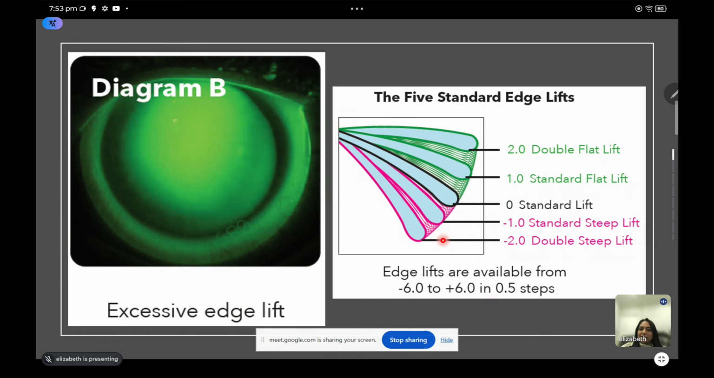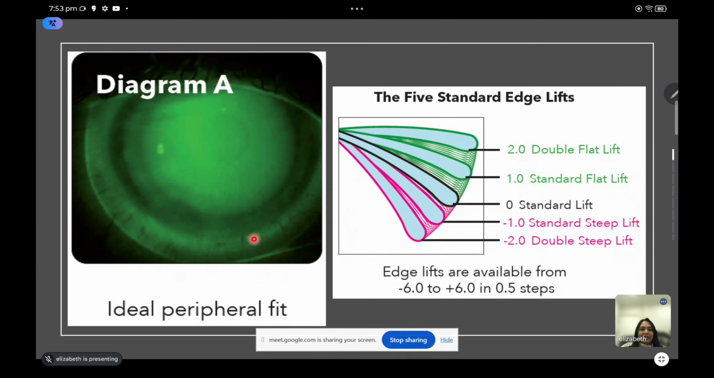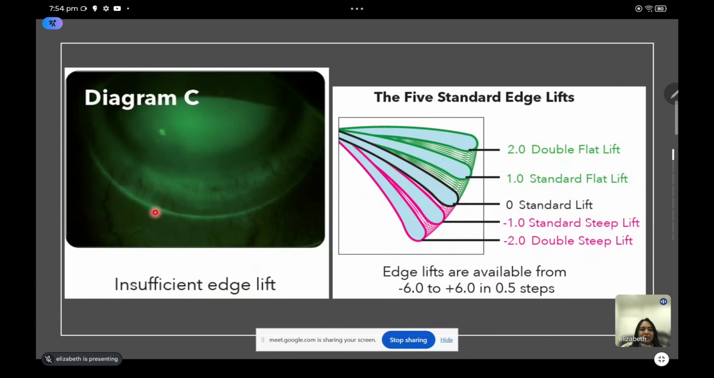Okay, so this slide basically explains what I've just said. If you've got excessive edge lift, you can see this is more than 1 millimeter of fluorescein all the way around the limbus, so we definitely would want to decrease that edge lift. And then here you can see that this is the ideal peripheral fit. We've got a 1 millimeter band of fluorescein all across just beyond the limbus here. So this is what we would leave as a standard fit or standard lift. And then with very little edge lift, like here where it's very tight on the edges, we would want to flatten out that edge to get more fluorescein under there.